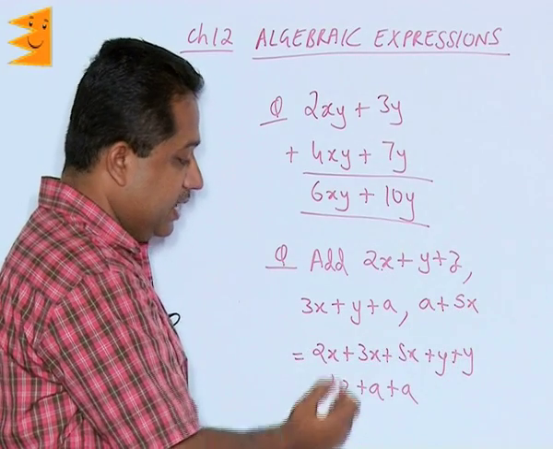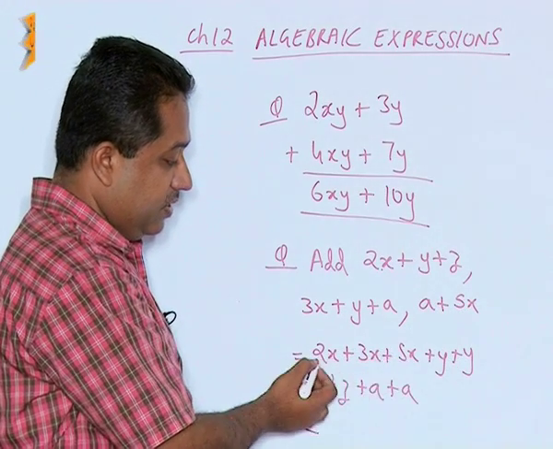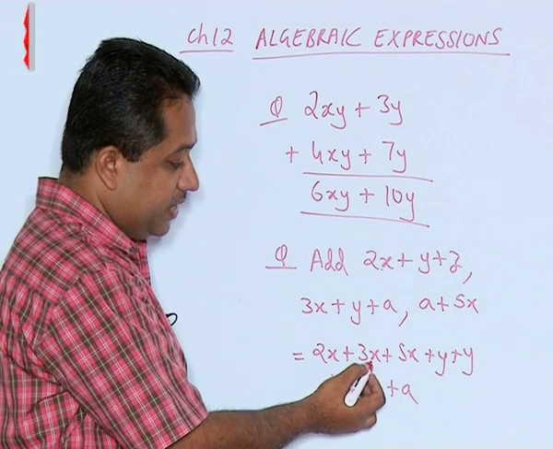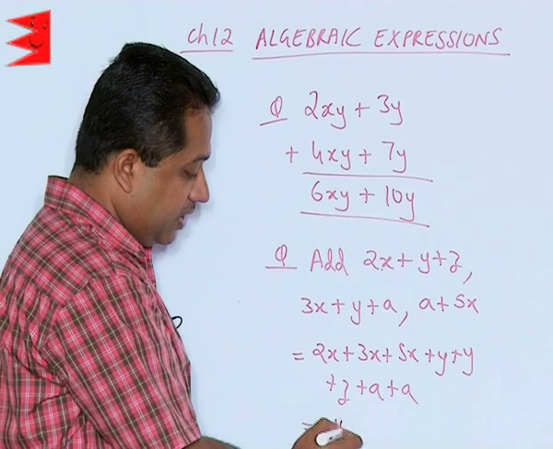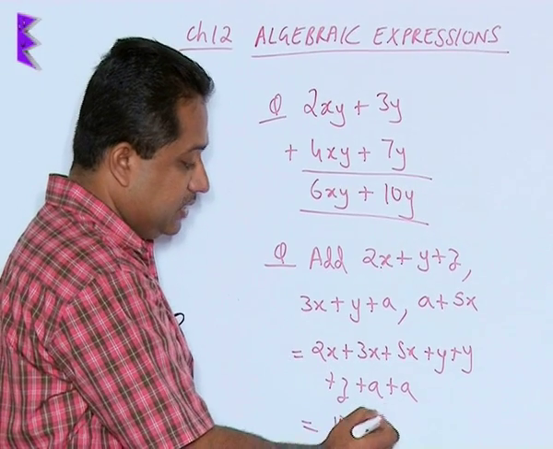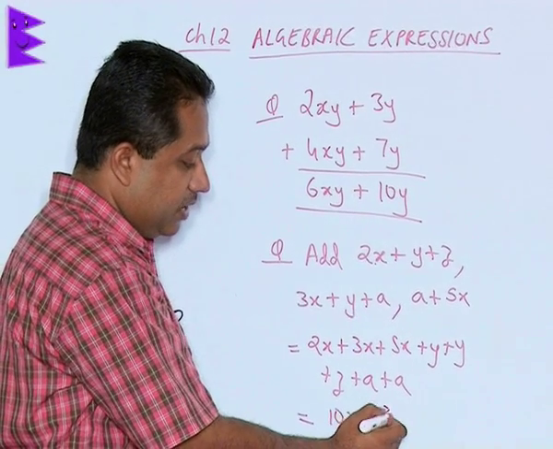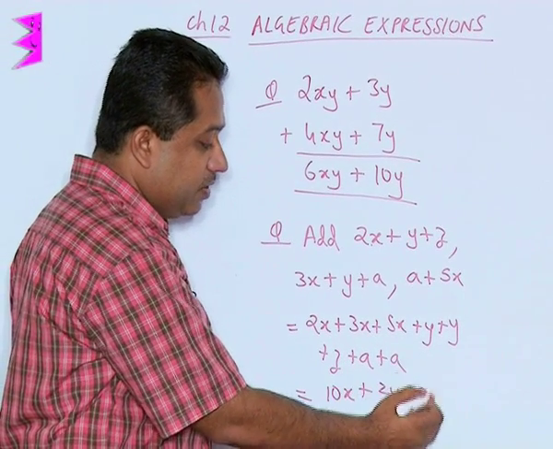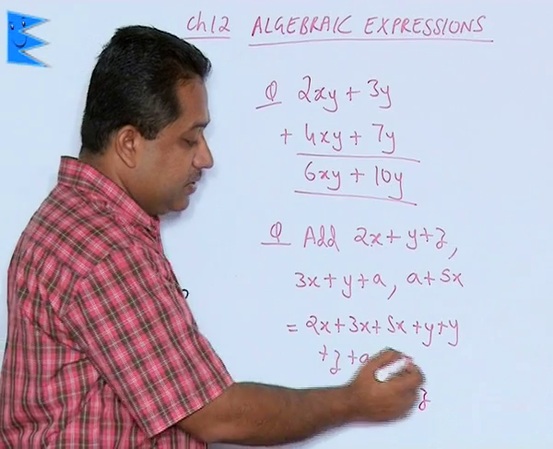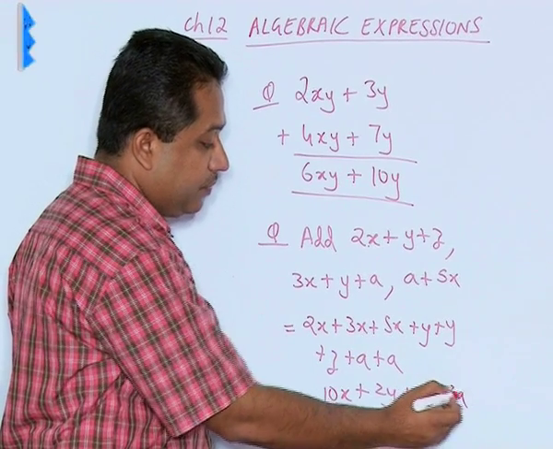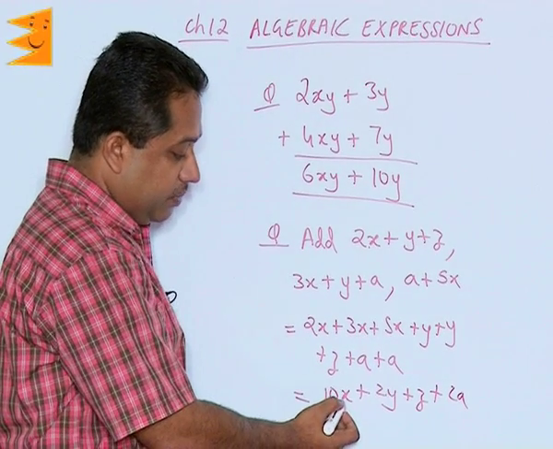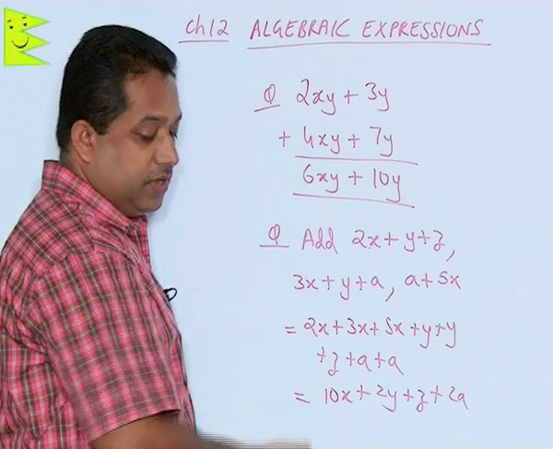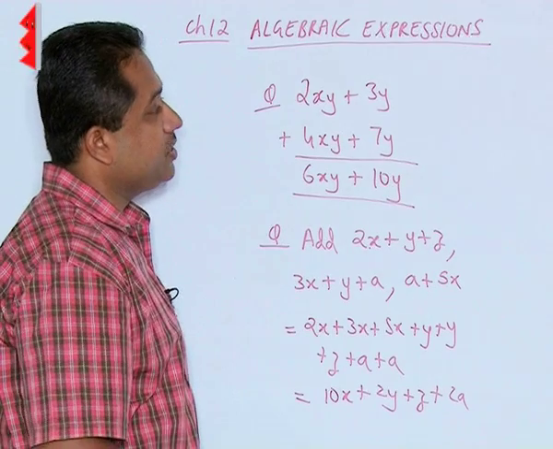Now, we are going to add the like terms. We have 3 terms of x here. 2x plus 3x is 5x, 5x plus 5x gives 10x, plus y plus y gives 2y, and there is a single z here, so that will be written as it is. Then a plus a gives 2a. Therefore, the final answer will be 10x plus 2y plus z plus 2a. So, this is how we add algebraic expressions.